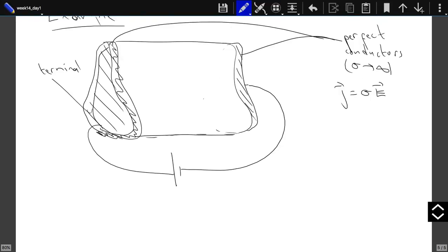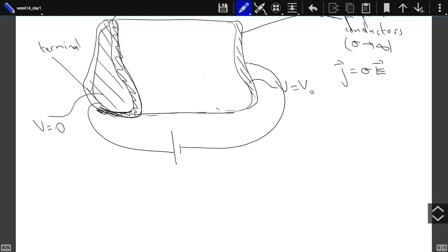So what we know, the potential on this side is constant, which we can just choose to be 0. The potential on the other side is also constant, which we can choose to be V0. There is no current running out of the side surface of my conductor. So J dot n is equal to 0.